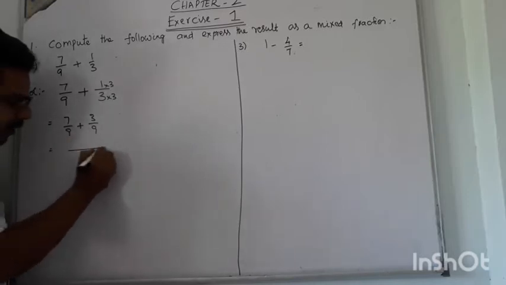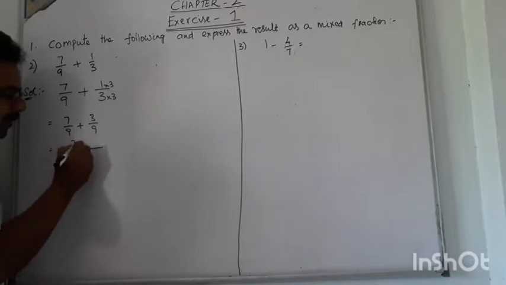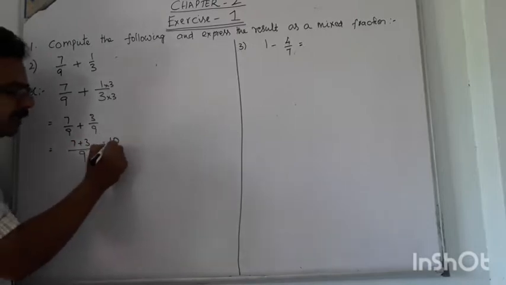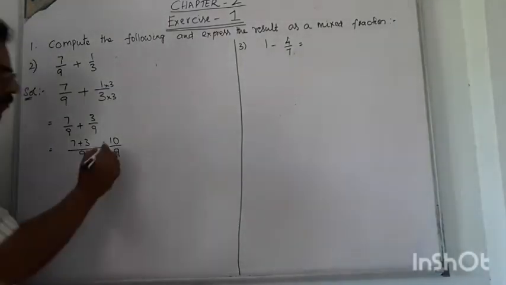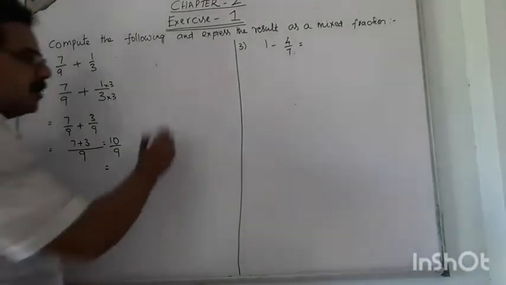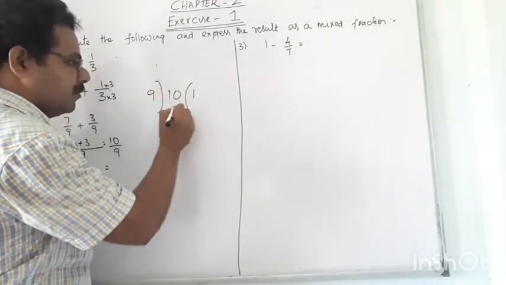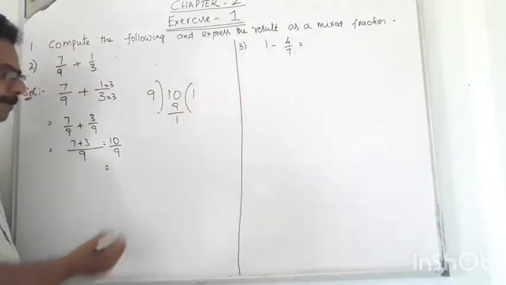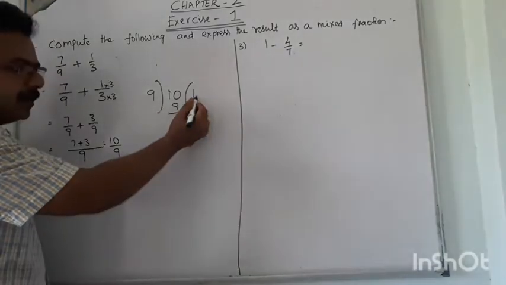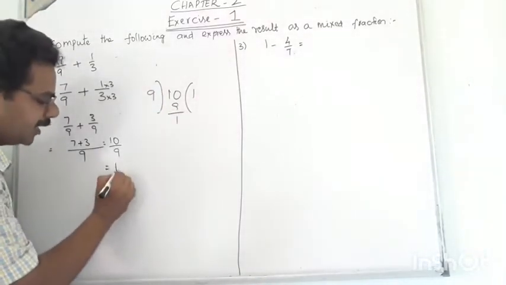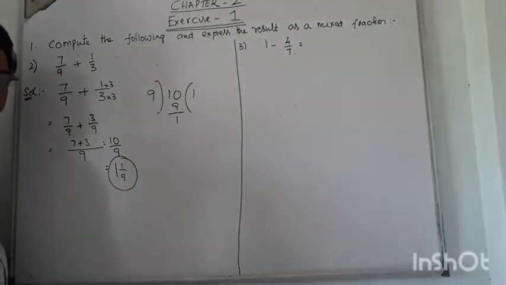So 7 by 9 plus 3 by 9. For them the common denominator is 9. You can write the common denominator and add the numerators: 7 plus 3 is equal to 10 by 9. This 10 by 9 again we have to convert into the form of a mixed fraction. For this, in the right margin we can do 10 by 9. In the 9 table, 9 1s are 9 and 1 is the remainder. So 10 by 9 is equal to 1 and 1 by 9, the mixed form of the given sum.